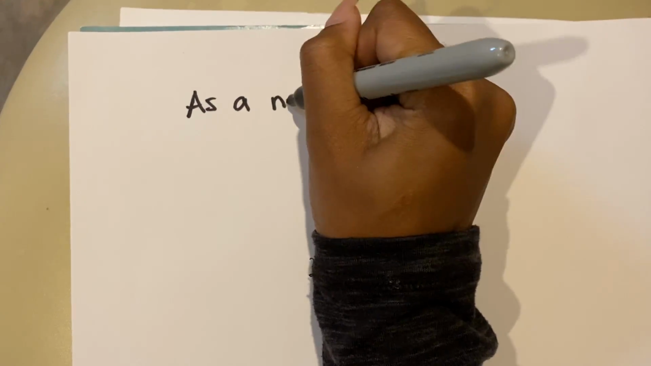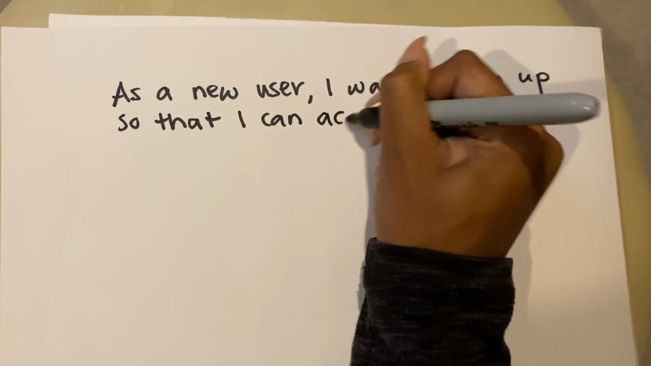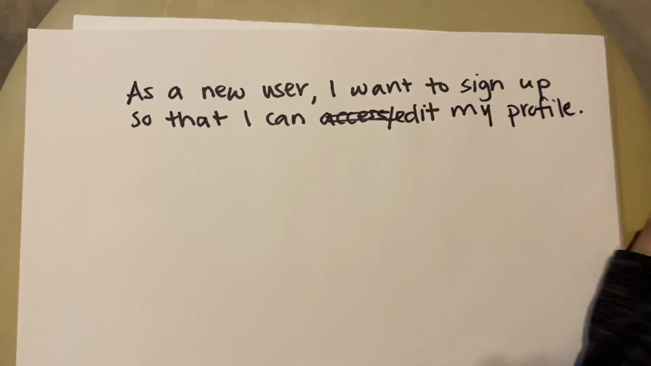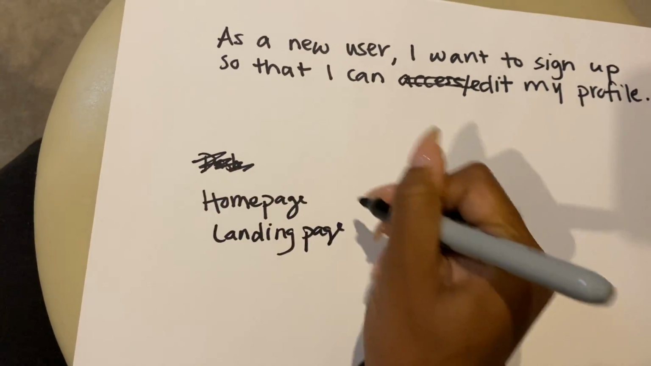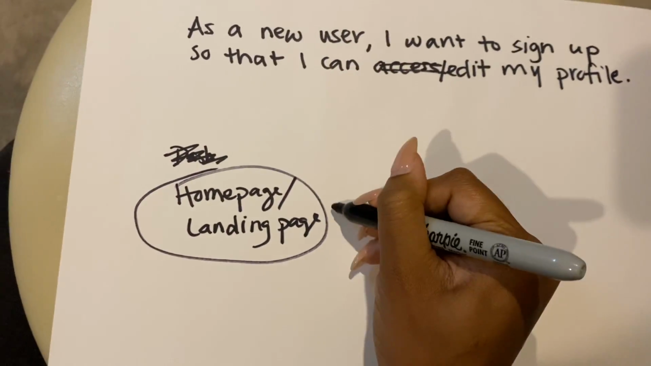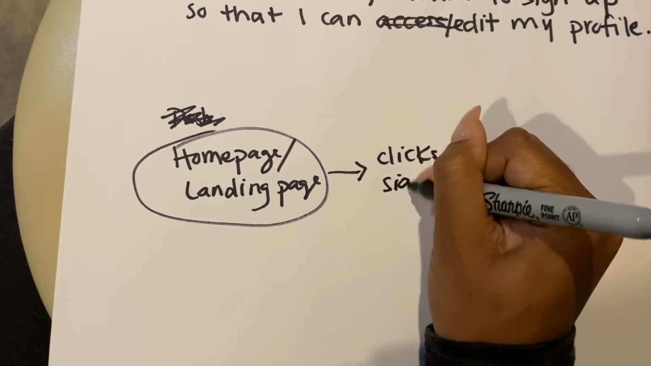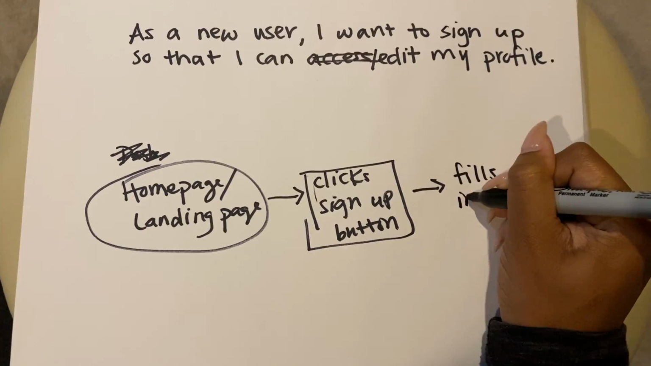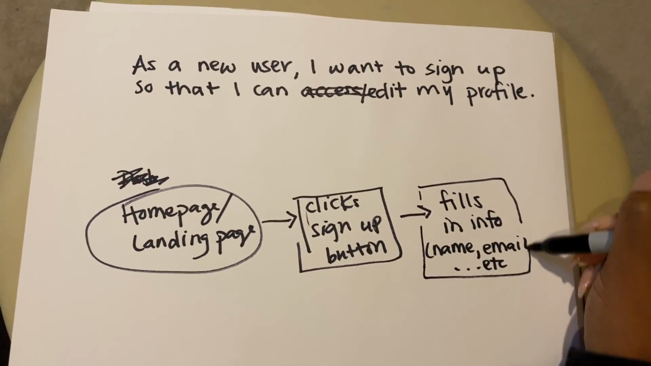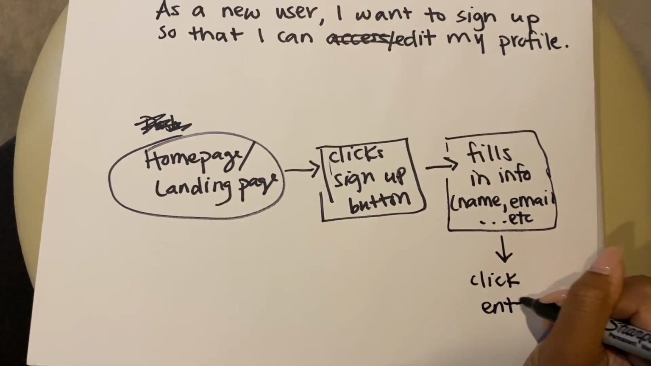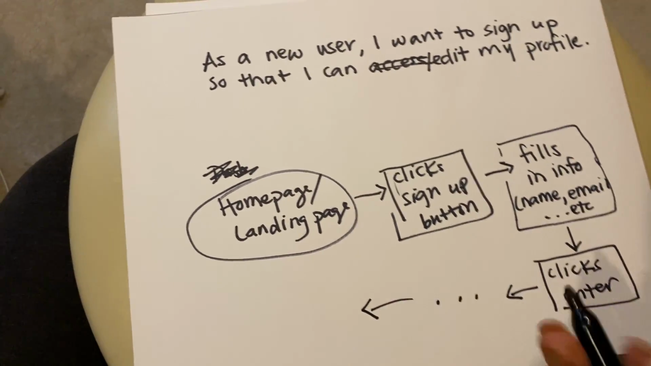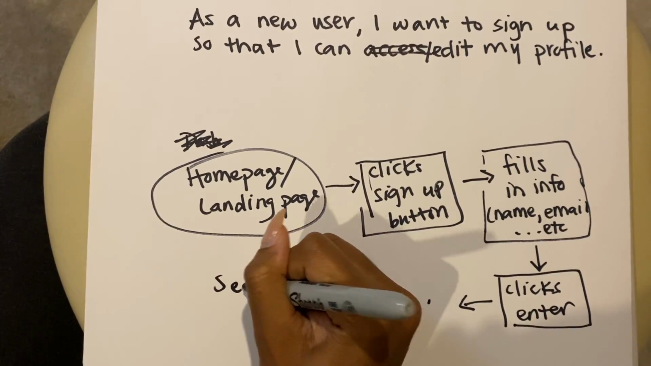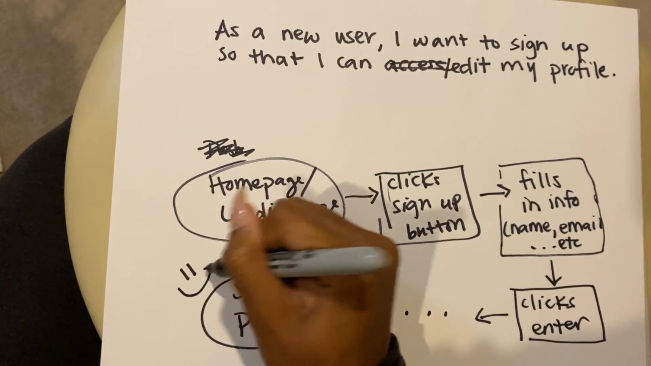So if we take the example from before, as a new user, I want to sign up so that I can access my profile or edit my profile. That would translate into an actual user flow. So if I'm the user, I would start off on a home page or a landing page of some sort. I would need to click a button to sign up, fill in my information, and then click a button to enter that information. So all of the different steps that I have to take as a user are documented in this user flow. And then it ends with me being able to access my profile.